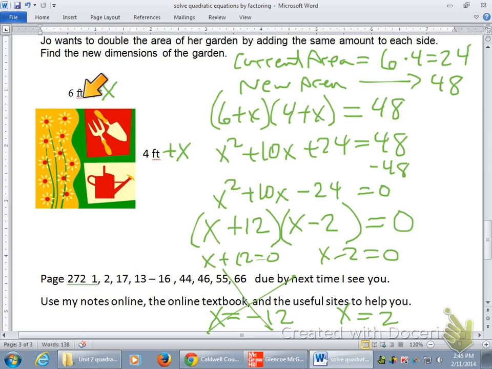If I plug in up here, 6 plus 2 and 4 plus 2, I've got 8 by 6. Does 8 times 6 give me 48? Yes. Sure does. So my answer is right there, and my new dimensions are going to be 8 by 6. All right.